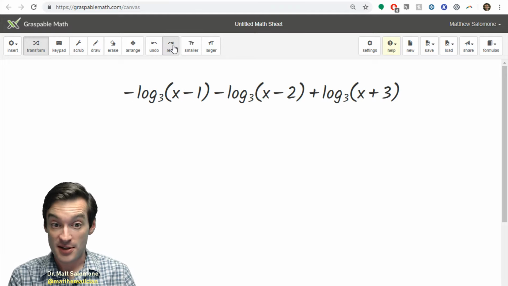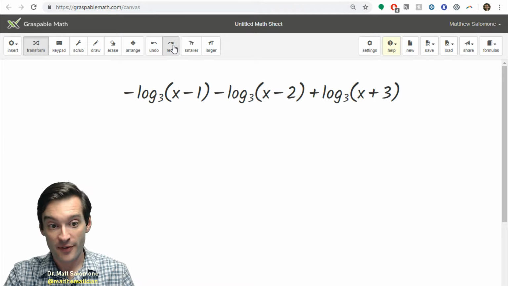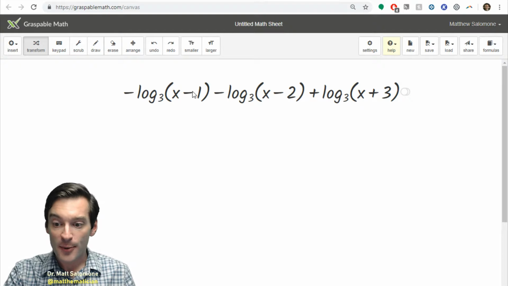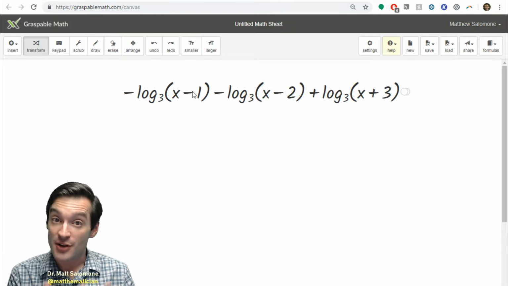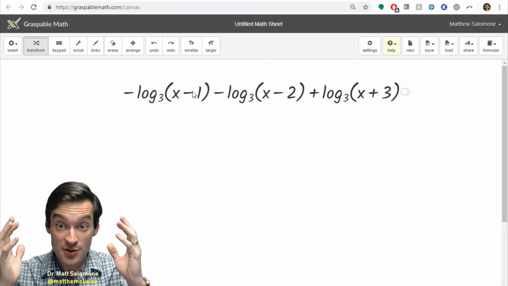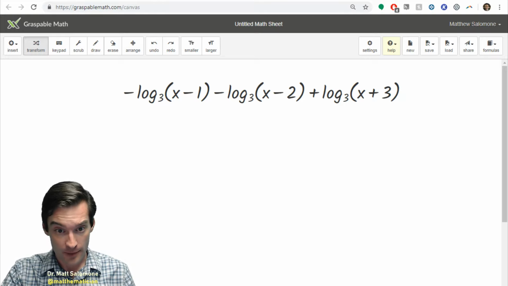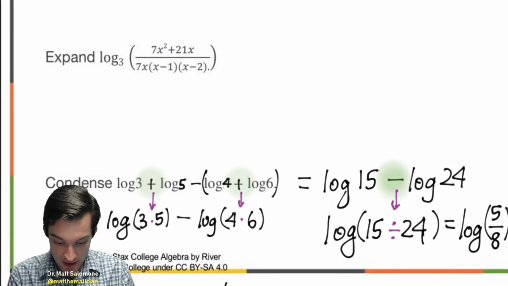And this expression is as simplified as it can possibly be. And the reason I know I can't do any more simplifying is that inside of my logs, I no longer have multiplication, and I no longer have division. I only have addition and subtraction. And addition and subtraction inside the log is the one thing that we cannot simplify any further. So this then becomes my final answer to this problem.